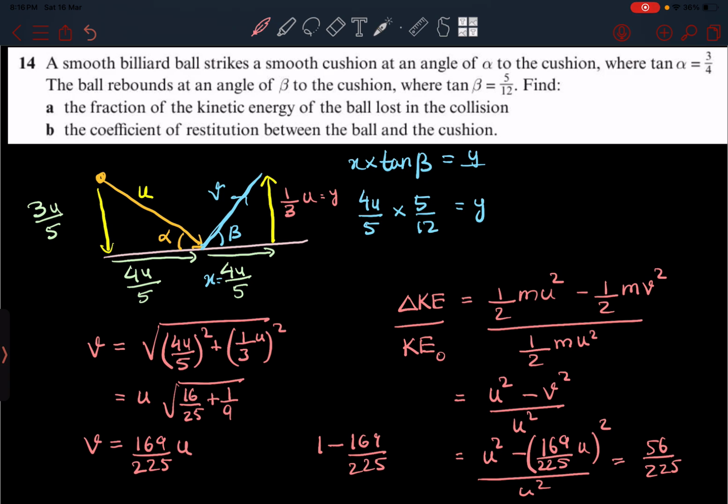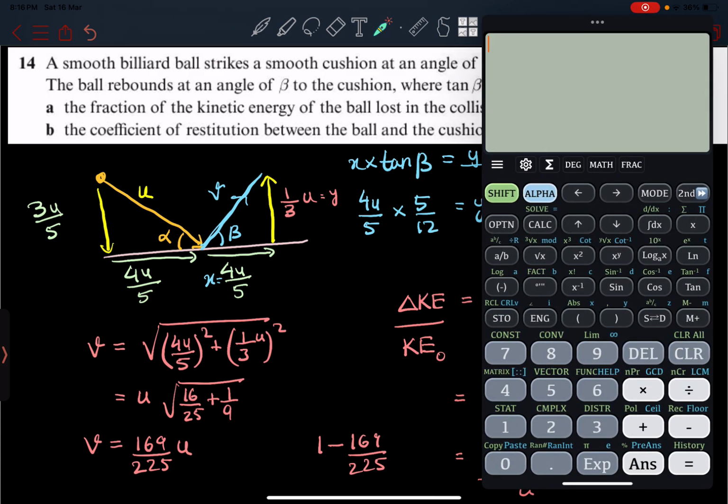I think I made a mistake here when I said this should be squared. No, I don't think that should be squared. Let's try to find out the mistake that we made. When I did this, I squared this and I added it, and I think I had a mistake somewhere here. So I did 16 over 25 plus 1 over 9. That gave me that, and I should have square rooted it, which I didn't.